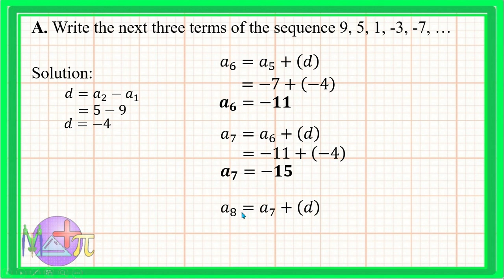A sub 8 is equal to a sub 7 plus the common difference. Again, a sub 7 is negative 15. Ayan, plus the common difference, negative 4. Therefore, a sub 8 is equal to negative 19. Okay? Ito yung isang paraan. Okay? Kapag next 3 terms lang. Pero kapag marami ng terms yung kailangan, syempre, kailangan na natin gumamit ng formula.